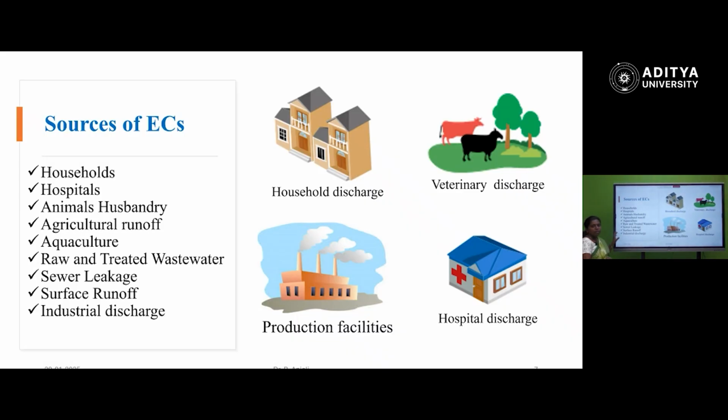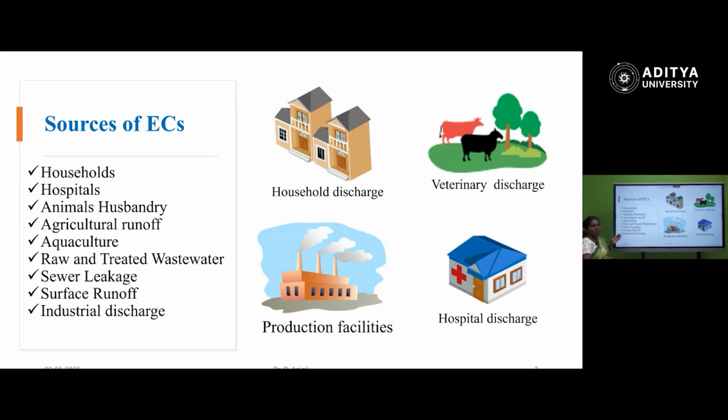Okay, so far I have given a small introduction about the emerging contaminants: why we need to monitor, what level of emerging contaminants is present in the environment, which substances we need to follow, and what regulations there are. With that, we'll go to the sources. What are the sources of the emerging contaminants?